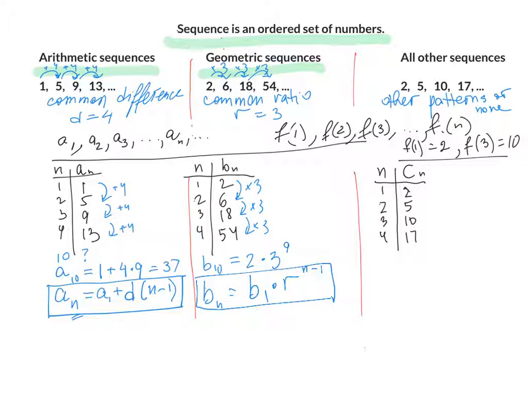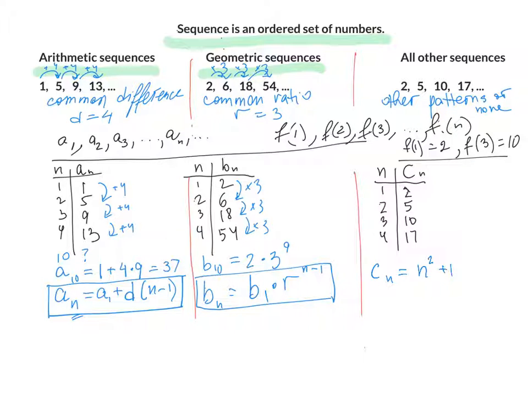Look carefully at these numbers, 2, 5, 10, 17. Did you notice anything? Well, the way I created it, I added 1 to all perfect squares in a row. So 1 squared plus 1, 2 squared plus 1, 3 squared plus 1, 4 squared plus 1, and so on. So that would be my equation, really. C sub n equals n squared plus 1, where n is the ordinal number in the sequence.